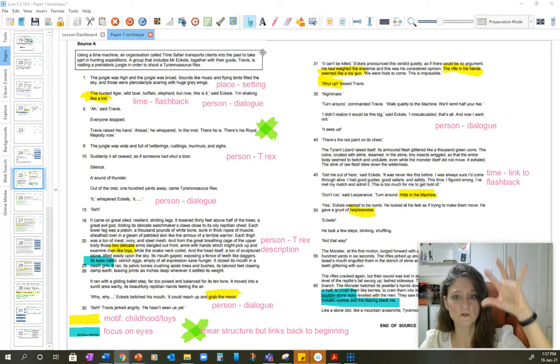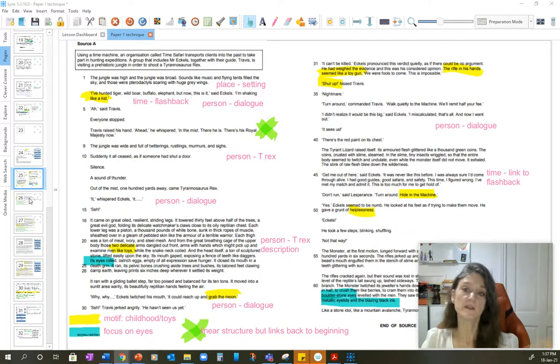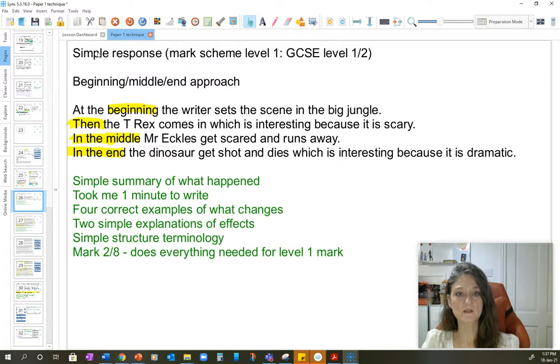So you'd need to do this at absolute rapid speed, so you've still got time to talk about it. So let's have a look at and think about that mark scheme again. We're going to start off with a simple response. This would get you a GCSE level 1 or 2. So it'll get you your level 1 qualification, but not what we call a pass mark.